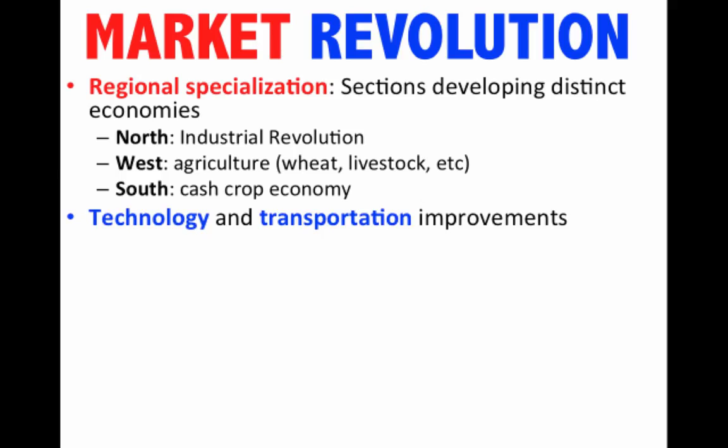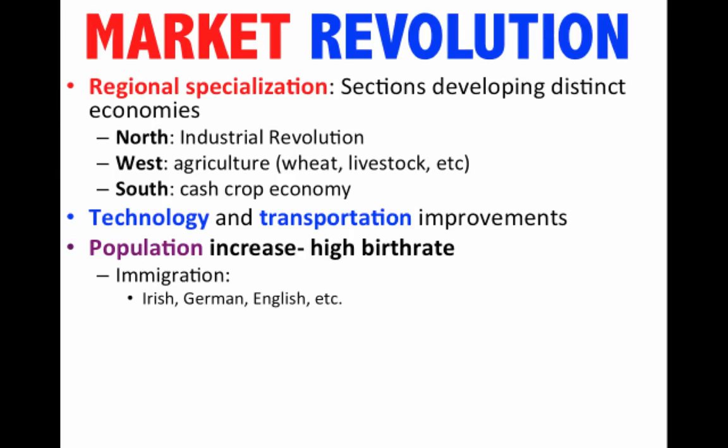You're also going to see the development of all sorts of new technology, which is going to assist in economic development, and new transportation improvements, which are going to link the country up. You're going to have a huge population increase. The population of the United States is going to dramatically increase. There's going to be a very high birth rate, but also the role of immigration, particularly from Ireland, Germany, and also England and other countries. So immigration is going to allow this American population to increase.